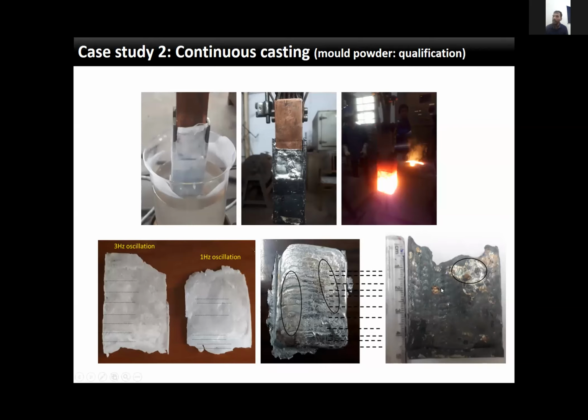These oscillation marks totally depend upon your mold oscillation frequency, the stroke length, and the casting speed. This encircled region is where the mold flux, that slag film, has not properly adhered. This shiny portion is nothing but the metallic portion, where the adherence of the slag had some problem, so it could not adhere properly. So the heat transfer control might have gone wrong here.